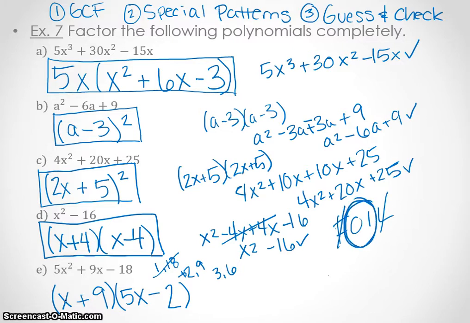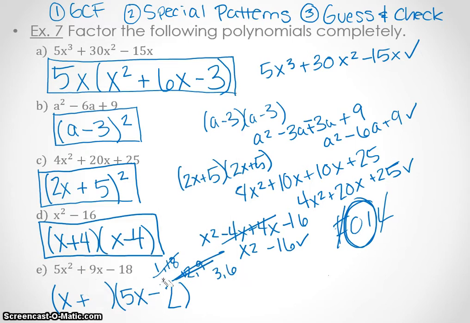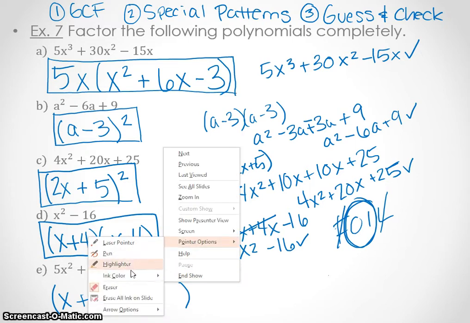So what I like to do is just mentally do, 9 times 5x is 45x, and then x times negative 2 is a negative 2x. That's going to give me 43x. Is that what I need here? No. So that's not going to work for us. So 9 and 2 are actually going to be out. And then I would move on to 3 and 6. So I tried both ways with 9 and 2. It didn't work. So let's get rid of them. And then we'll try 3 and 6 and see if we have any better luck there.